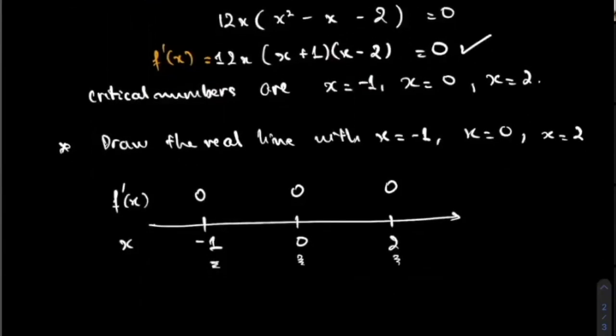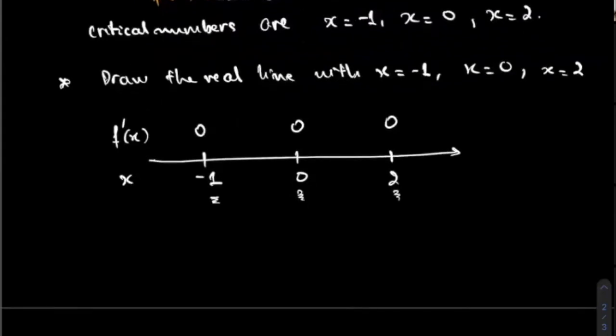To identify the intervals of increase or decrease, you need to test the sign of the first derivative. If f prime is negative, the function is decreasing. If f prime is positive, the function is increasing. So you're going to test some numbers in each interval. There are 4 intervals in this case: from -infinity to -1, from -1 to 0, from 0 to 2, and from 2 to positive infinity. That's what you're going to do next.